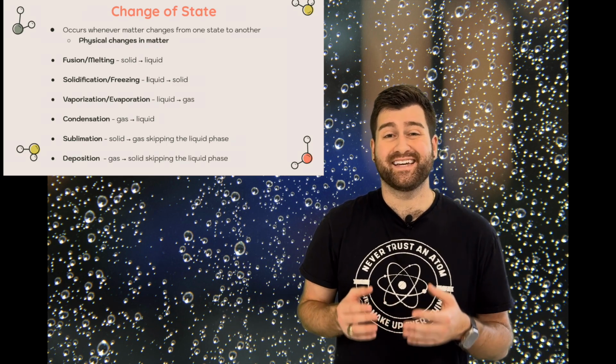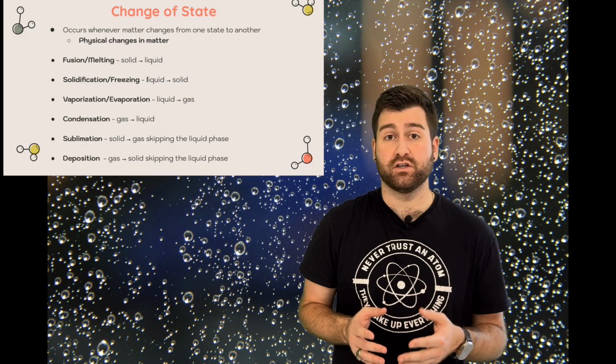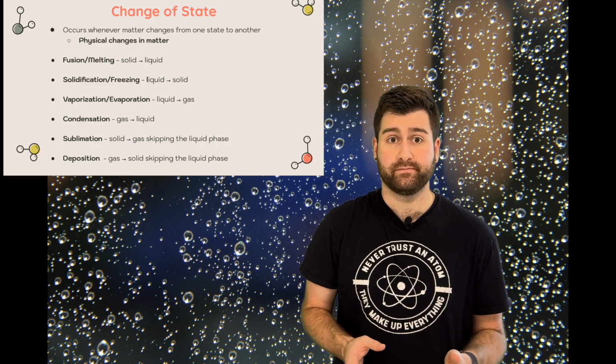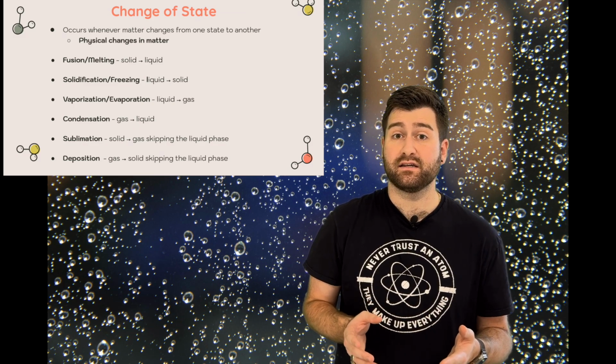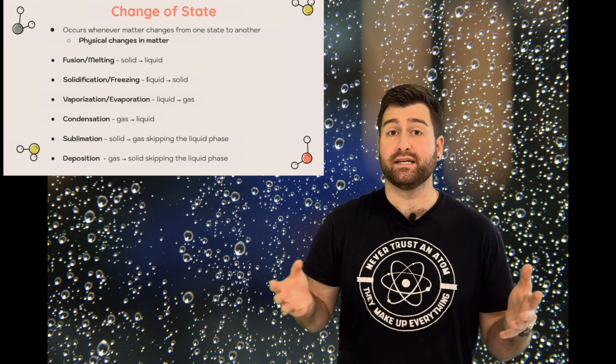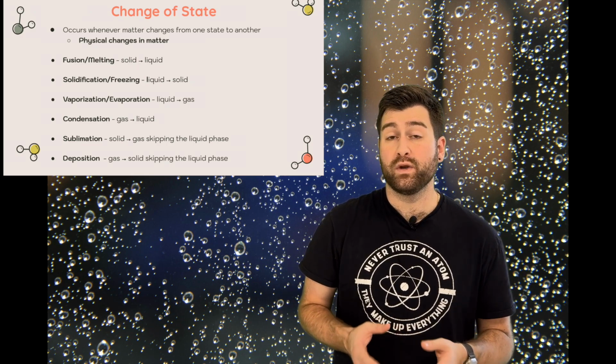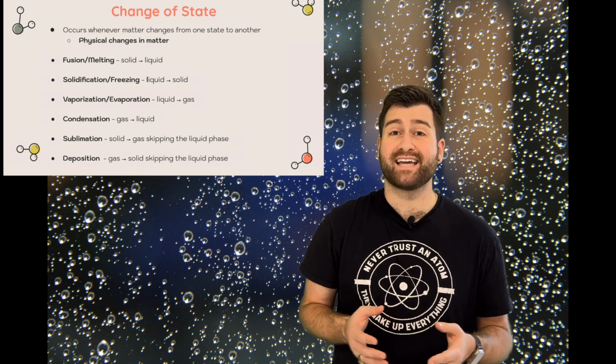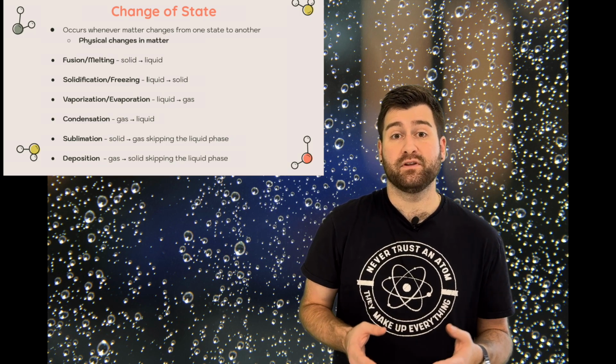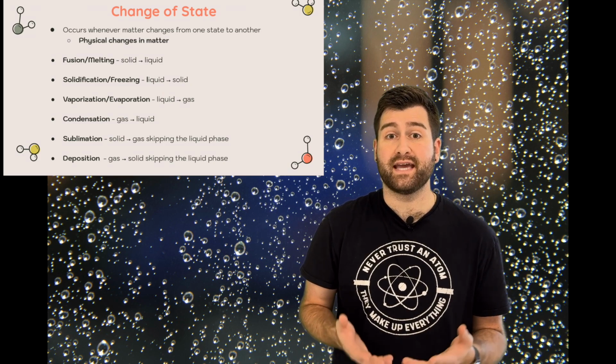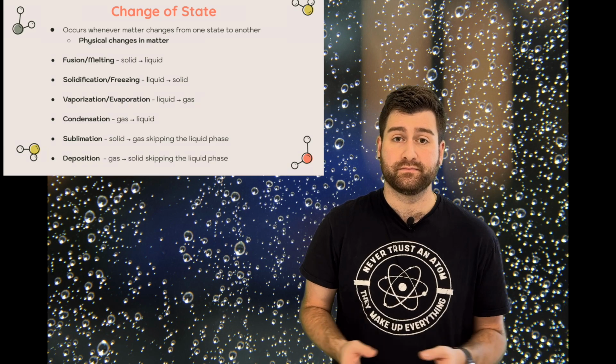When a liquid becomes a gas, it is known as vaporization or evaporation. An example of this is when water is boiling and turning into steam. When a gas becomes a liquid, it is known as condensation. An example of this is when droplets of water form on the outside of a glass of ice water.